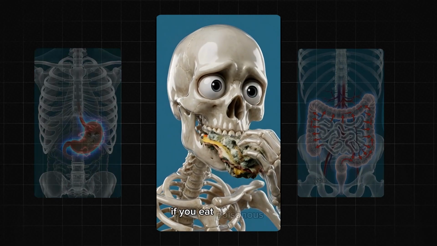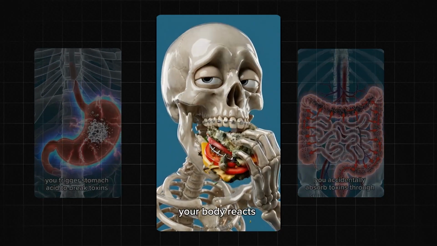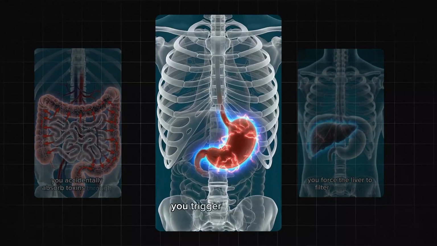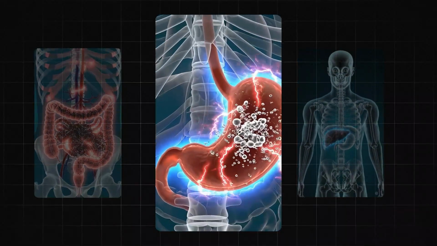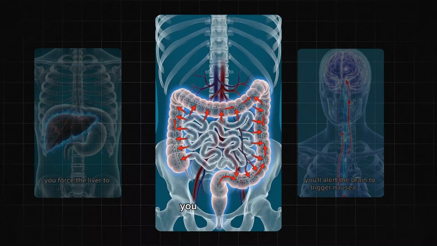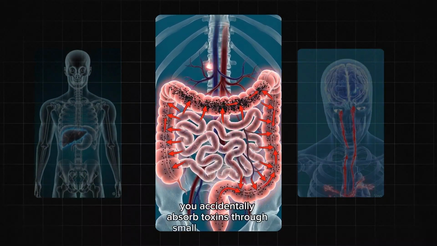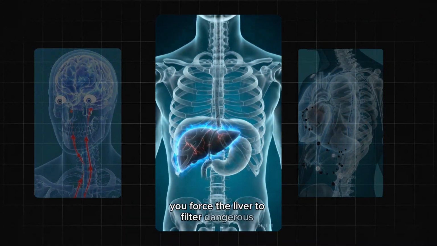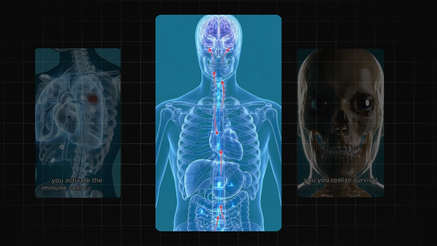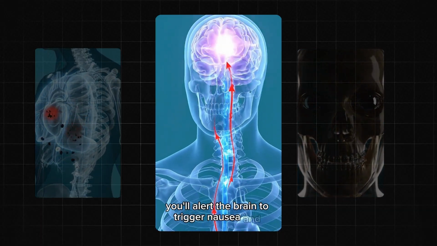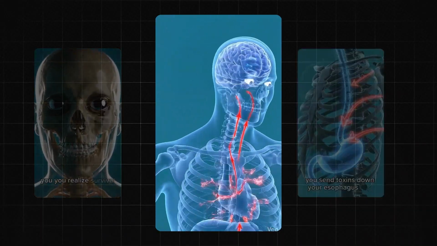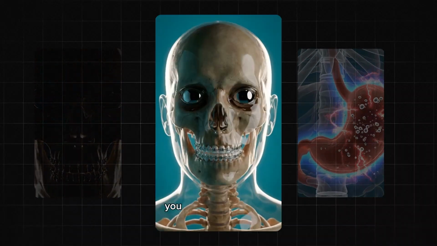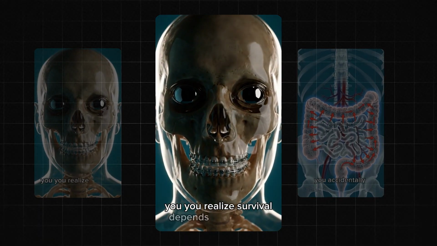create. If you eat poisonous food, your body reacts instantly. You send toxins down your esophagus into your stomach. You trigger stomach acid to break toxins apart. You accidentally absorb toxins through small intestine walls. You force the liver to filter dangerous chemicals rapidly. You'll alert the brain to trigger nausea and vomiting. You activate the immune cells to attack invading toxins. You realize survival depends on what you choose.